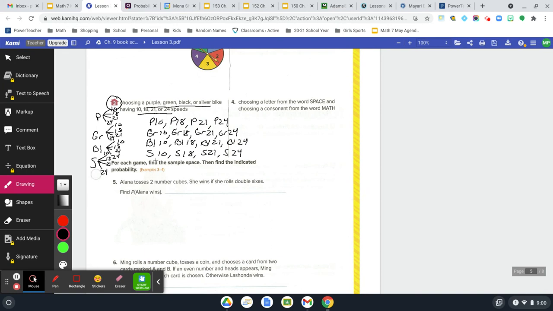Okay, just like that. So there's all your possible outcomes with the bikes. So count and see. 4, another 4 is 8, 12, 16. You have 16 possible outcomes here, with the choice of that bike. There they are. Okay, so that was a big one.